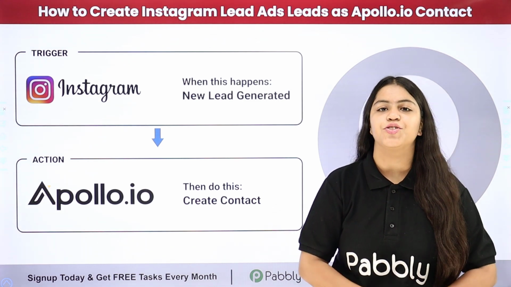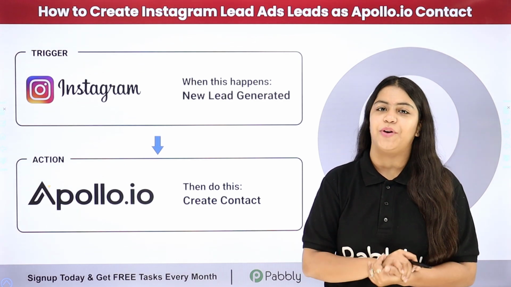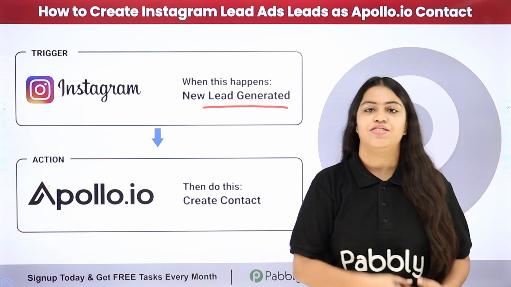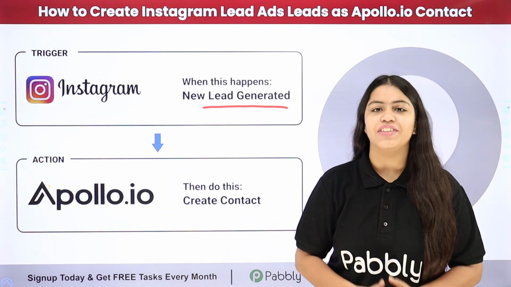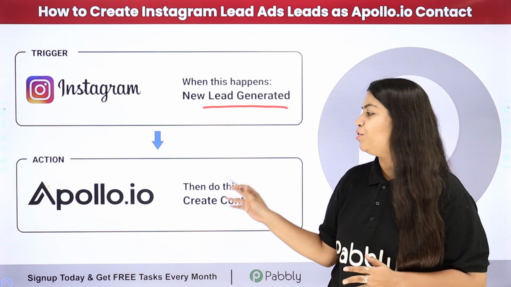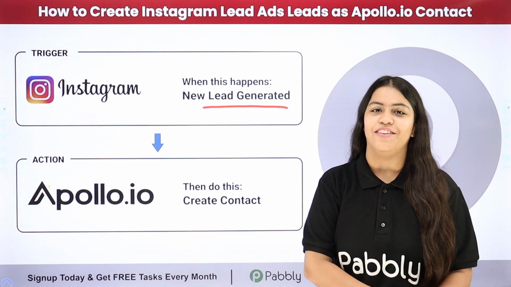So over here I'm running a digital marketing agency and we use Instagram lead ads to get more leads for our business. And now what I want is that as soon as a new lead is generated through my Instagram lead ads, automatically with the help of the same lead details, a new contact should be created in my apollo.io account too, so that my sales team can follow up quickly and efficiently.